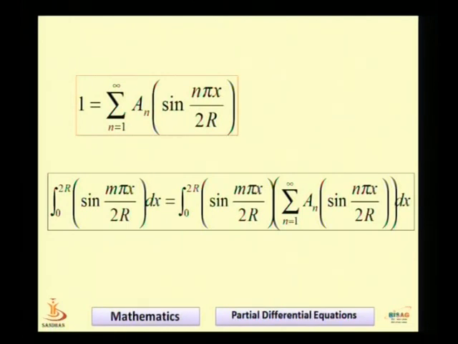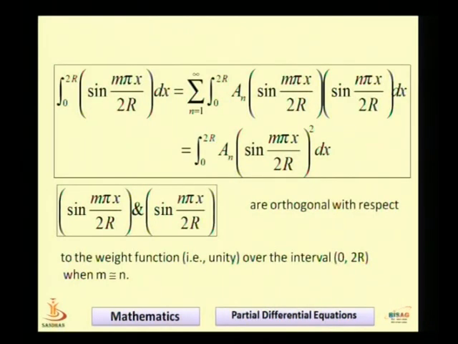We consider the continuous sum. So integral 0 to 2r sin m pi x by 2r dx, and the summation over the right hand side is also there, but this is a continuous sum, and so integration and summation can be interchanged, and therefore we have this form. Now here sin m pi x by 2r and sin n pi x by 2r are orthogonal with respect to the weight function, that is unity, over the interval 0 to 2r when m is not equal to n.